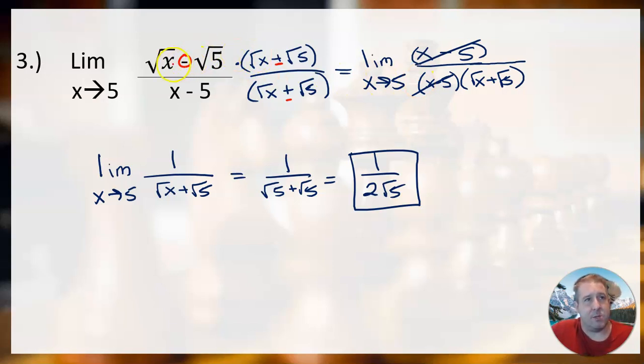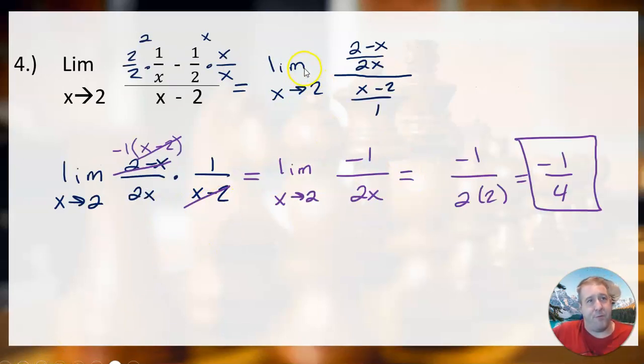So this times this, square root of x times square root of x was just x. Square root of 5 times square root of 5 is just 5. And of course, since it's a negative times a positive, it's going to stay a negative. So that gets rid of these. So now we're left with just 1 over root x plus root 5. And then I can plug in my 5. I can just substitute it in and solve. And there's my answer, 1 over 2 times root 5.